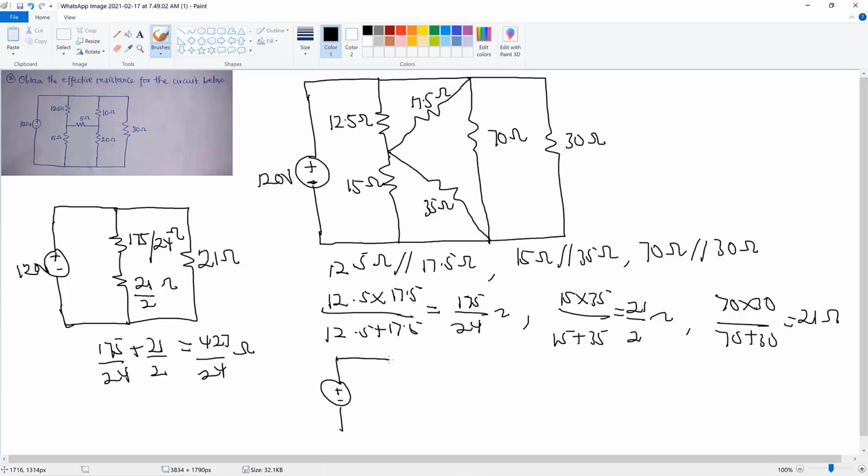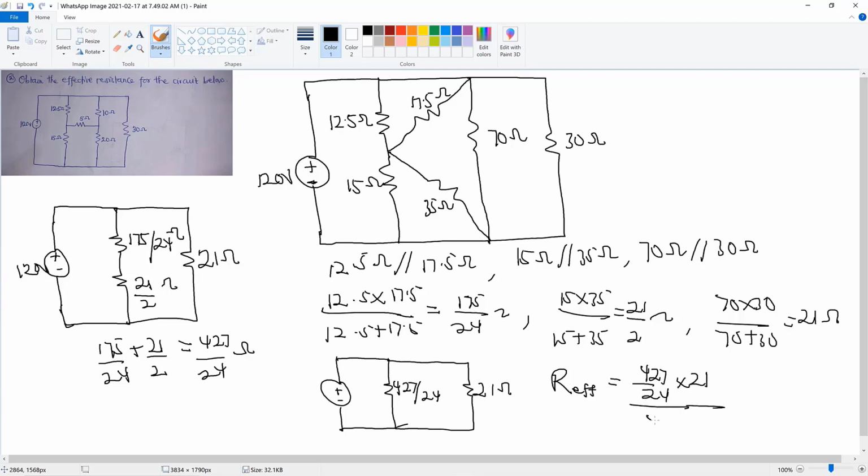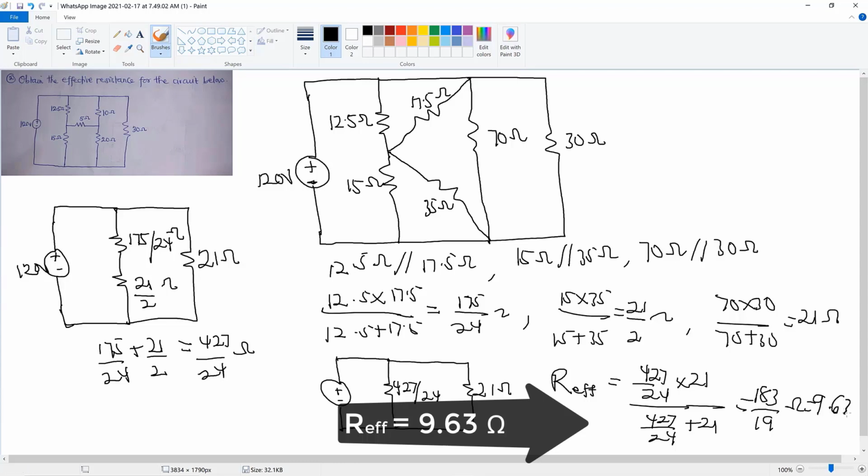and then we have our 427 over 24 ohm resistor in parallel with our 21 ohm resistor, and that gives us our R, which is the effective resistance that we were asked to calculate, to be 427 over 24 times 21 over 427 over 24 plus 21, and that is equal to 183 over 19 ohms, or 9.63 ohms.